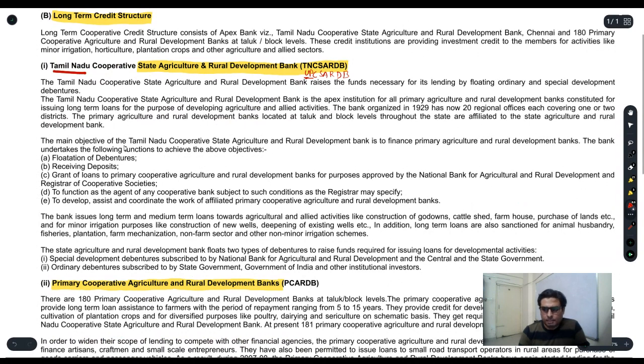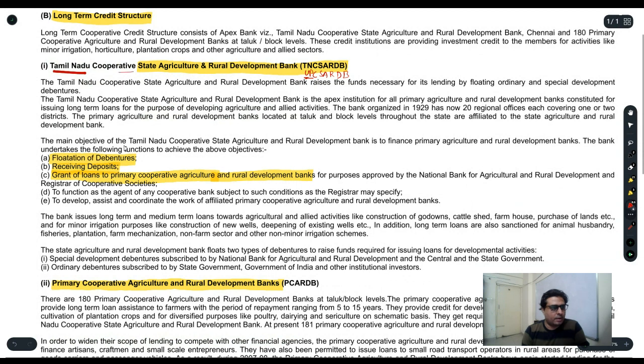So you can see that their main functioning is what? Floating of debentures, receiving deposits, grant of loans to primary cooperative agriculture and rural development banks, meaning they are doing what? They are providing finance to these.